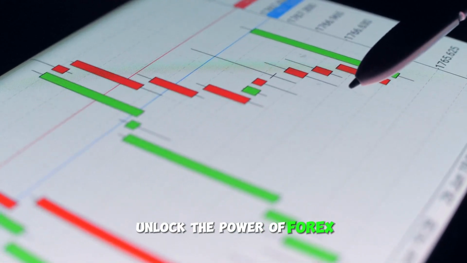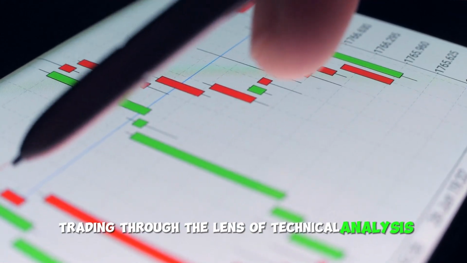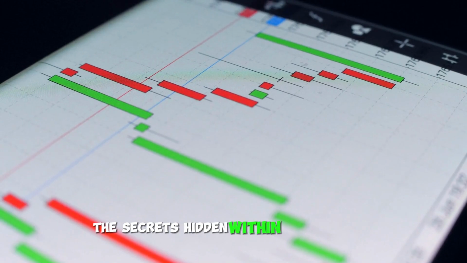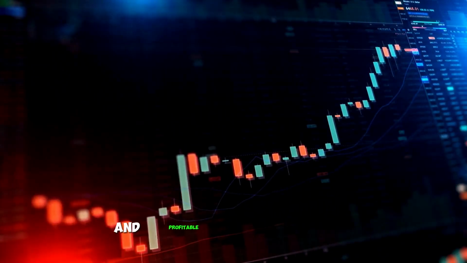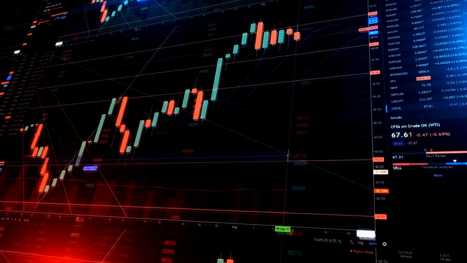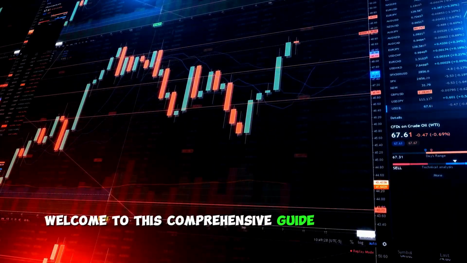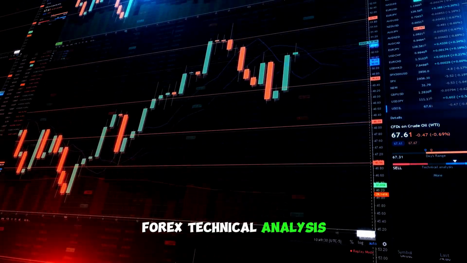Unlock the power of Forex trading through the lens of technical analysis, where we'll decode the secrets hidden within price charts, patterns, and indicators to help you make more informed and profitable trading decisions. Welcome to this comprehensive guide on the basics of Forex technical analysis.